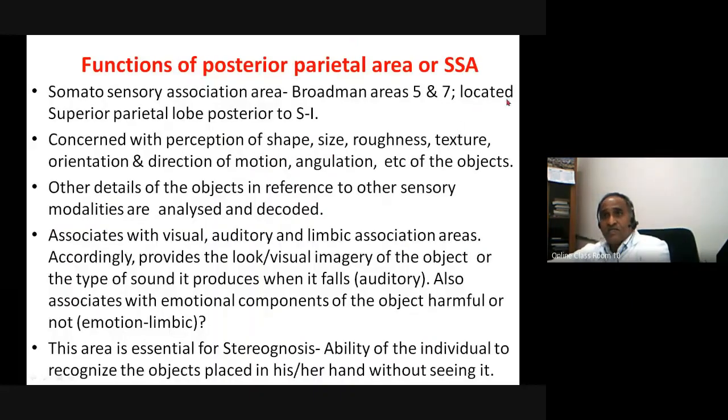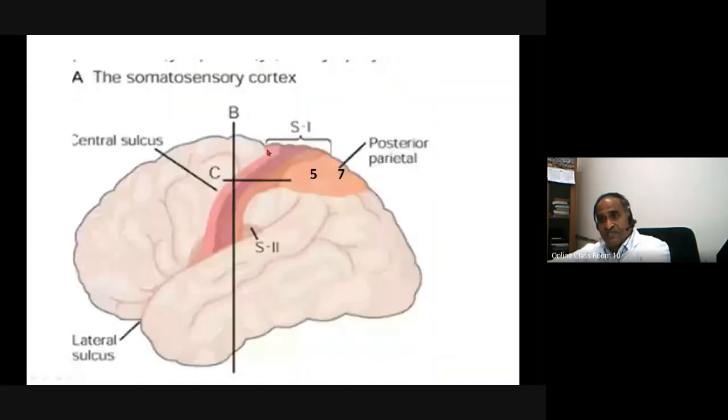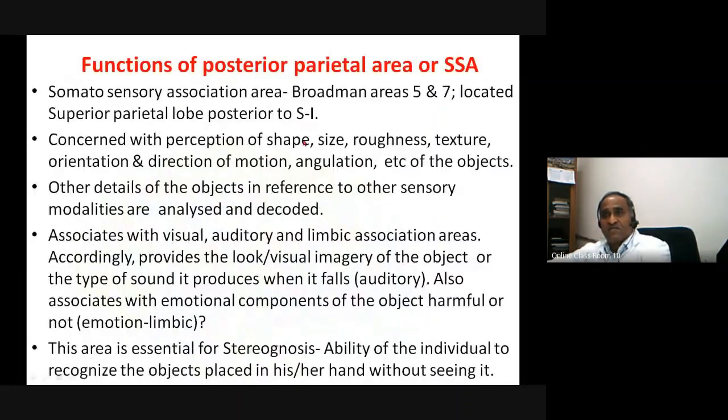Now it is located in the superior posterior part of the parietal cortex. It is concerned with the perception of the shape, size, roughness, texture, orientation, direction of motion, and angulation. So that means it has a large group of attributes which it has to analyze.